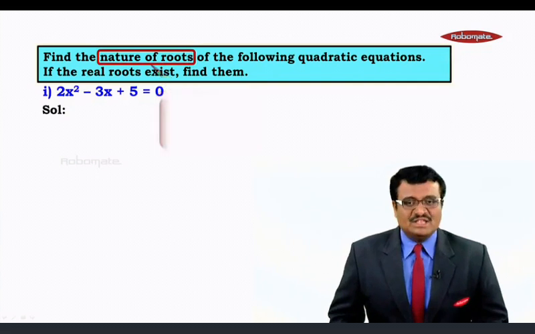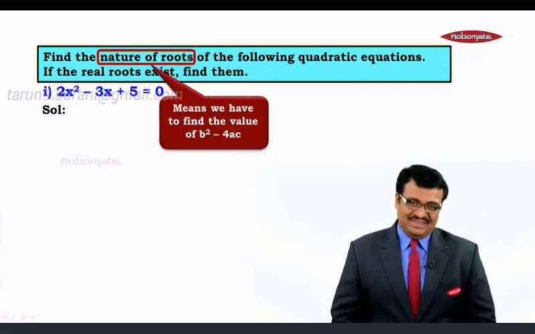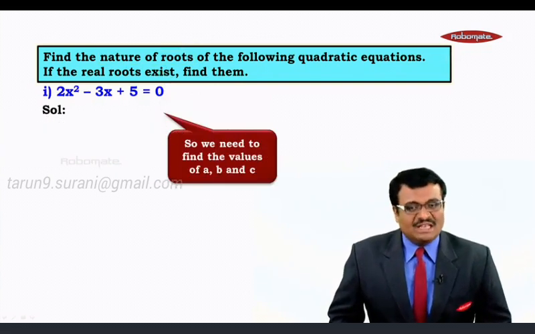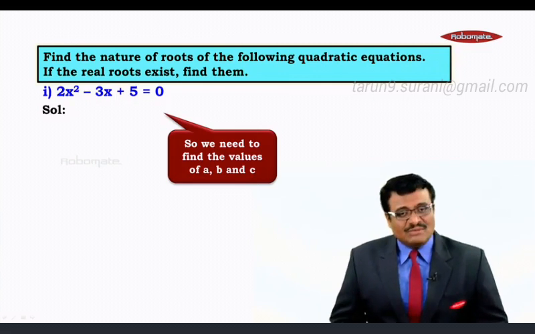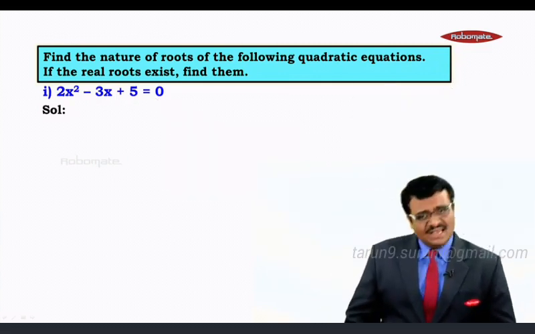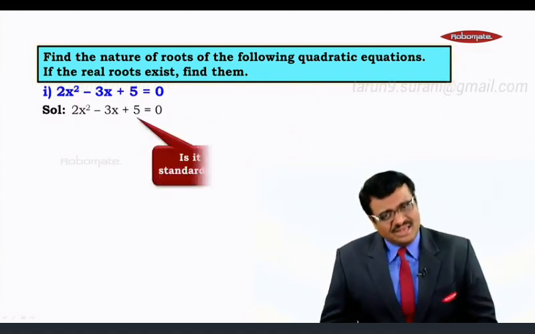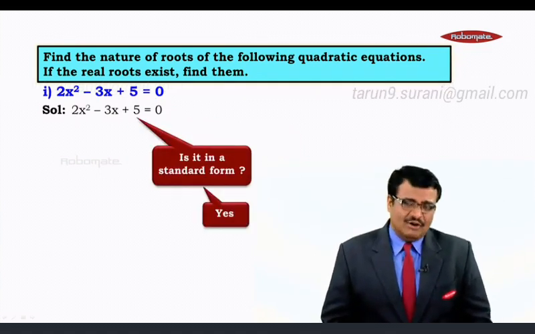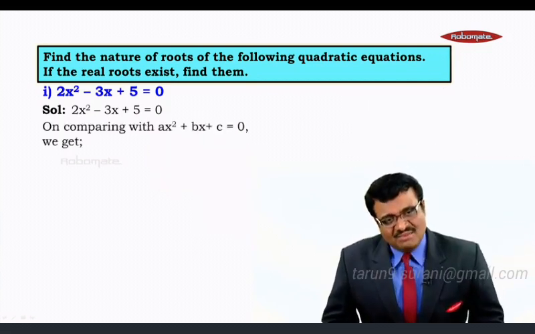Since we have to find the nature of the roots, we have to find the value of b square minus 4ac. And for finding the value of b square minus 4ac, we need the values of a, b and c. And for finding the values of a, b and c, the equation should be in the standard form. Is 2x square minus 3x plus 5 equal to 0 in the standard form? Yes. Since it is in the standard form, let us compare with the standard form and note down the values of a, b and c.